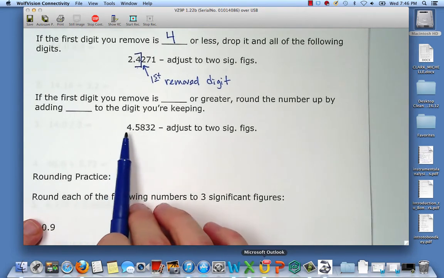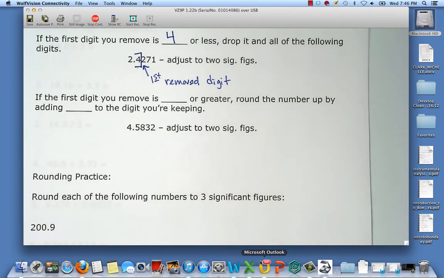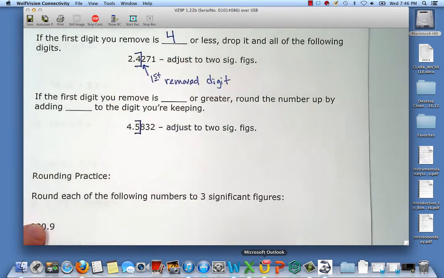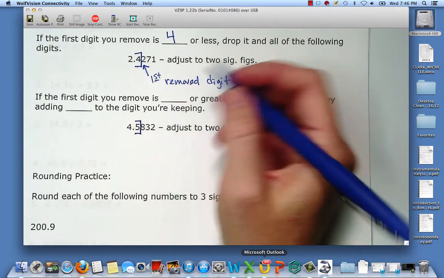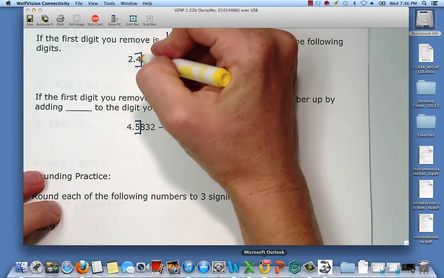On the next example, adjust it to 2 sig figs. Where would you put your bracket? Between the 5 and the 8. Excellent. So put your bracket between the 5 and the 8. Everything to the left of that bracket you're keeping. Everything to the right you're dropping. The only digits you look at when you're rounding are the first removed digits. So these digits, I'll highlight them.